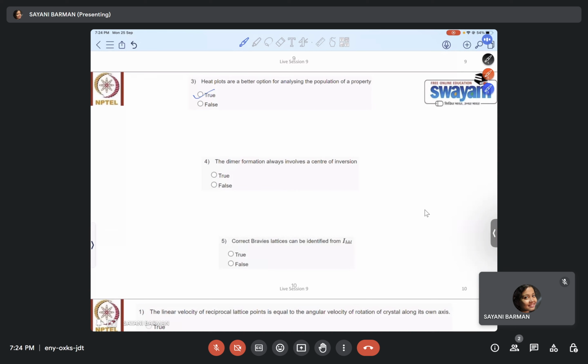The next one is, the dimer formation always involves a center of inversion. No, not necessary. It doesn't always involve a center of inversion.